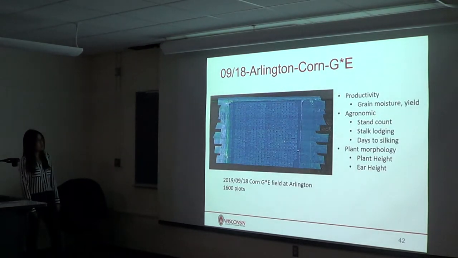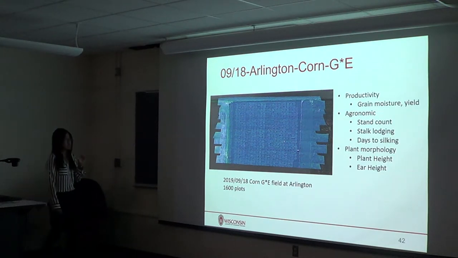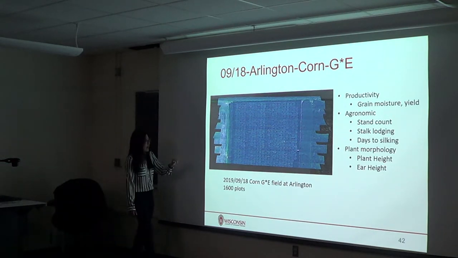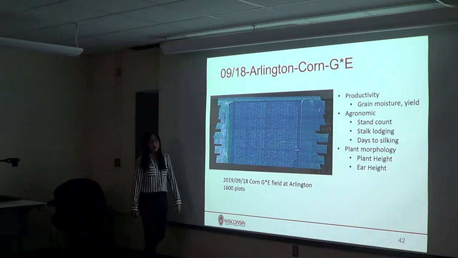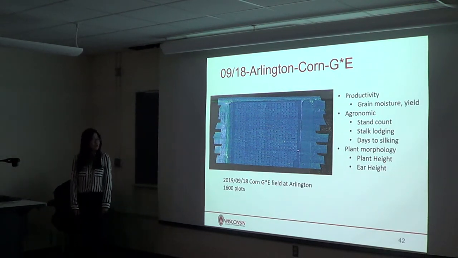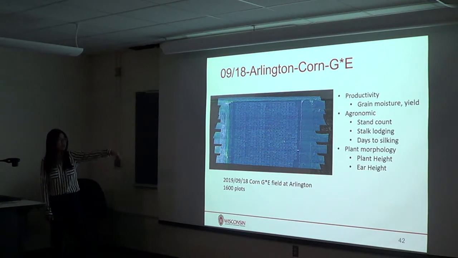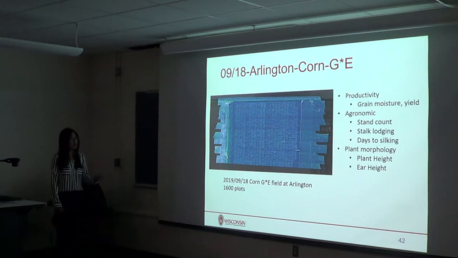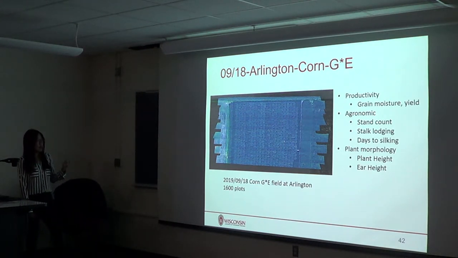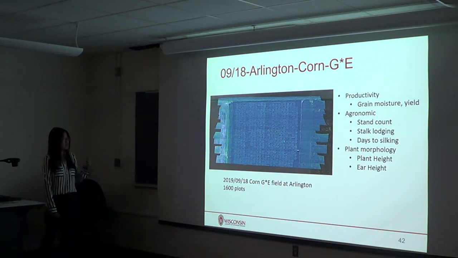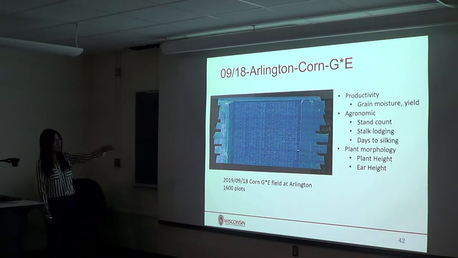Another one is at Arlington, a cornfield. This is a GxE, genotype by environment, field. It has 1,600 plots. Each two rows represent one plot. So this high spatial resolution is very helpful, and I can visually distinguish row by row. For this data, we are interested in predicting a bunch of different phenotypes, which is something I'm currently working on. Of course, definitely the end-of-season yield, also stem counts, days to silking, plant height, ear height. I probably couldn't get the plant height from this hyperspectral data, but I can definitely do grain moisture and yield.